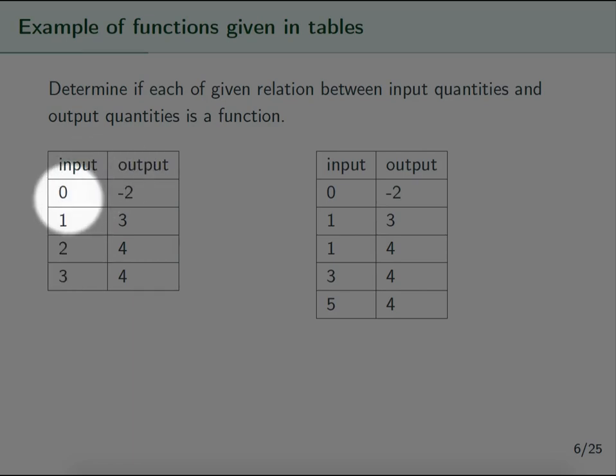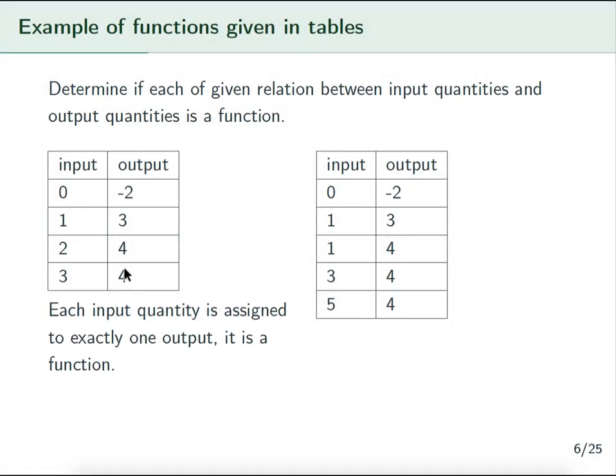And we can see 0 is assigned to -2. 1 is assigned to 3. 2 is assigned to 4. 3 is assigned to 4. So this is a function. Although 4 is repeated, that is okay. The only thing we need to worry about in terms of function relationship is that each input is assigned to one number. So this is a function because each input quantity is assigned to exactly one output.